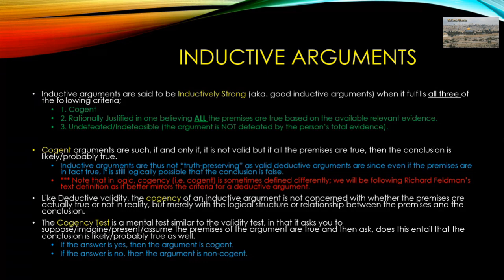So cogency is akin to validity of a deductive argument, right? And note again, cogency is not about the actual truth or falsity of the premises or the conclusion. Cogency doesn't care at all about that. It's all about the logical structure or the logical relationship between the premises and the conclusion. Cogency is the inductive equivalent of validity on the deductive side. I don't give a rat's patoot whether the premises are in fact true or not, or whether the conclusion of the argument is in fact true or not. Irrelevant. All that matters is, if we suppose, if we imagine that the premises are true, does that mean that the conclusion is likely to be true or is probably true?